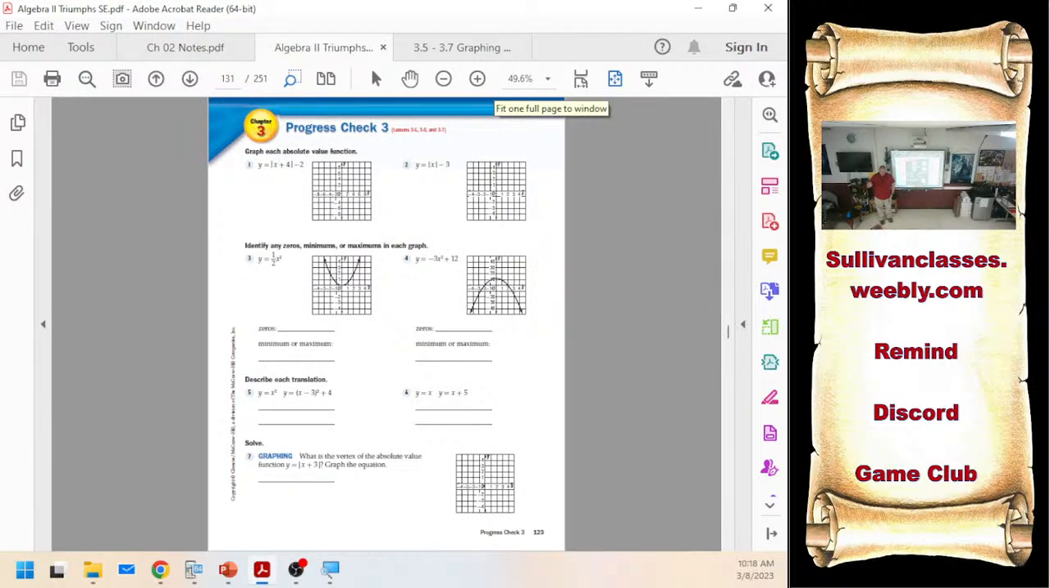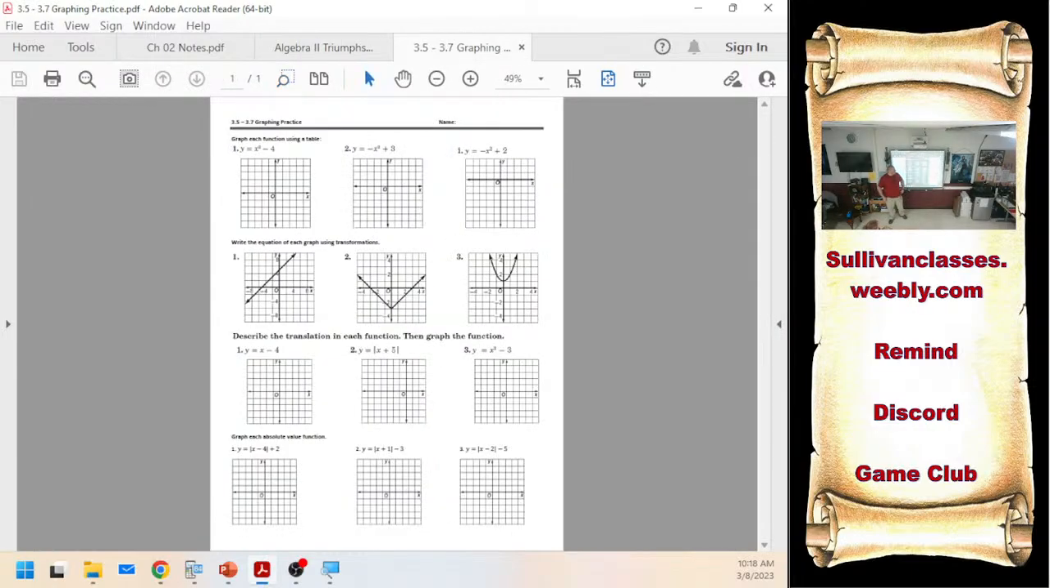A, right after section 3.7 is progress check 3. It is practice with absolute value and quadratic graphs. Y'all remember the quadratics? It's been like a week and a half now. Remember the zeros are where it hits the x-axis? The maximum or minimum value on it? Okay, so progress check, and then if you look right after that, you should have this page. This is just more practice with all of the above.